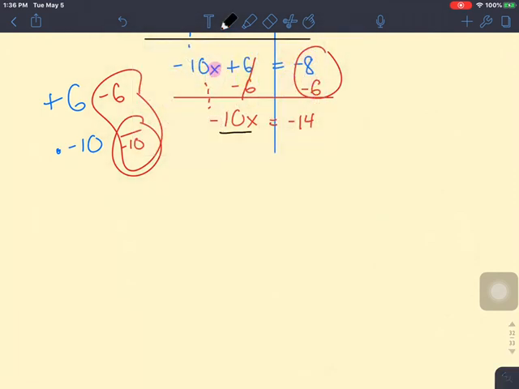We're going to divide both sides by negative 10. And you should know by now that that cancels the 10s out and leaves you with x all by itself. And then lastly, we're going to divide negative 14 by negative 10. A negative divided by a negative is a positive quotient. And so 14 divided by 10 is 1.4. Okay? All right, Chargers, good luck.